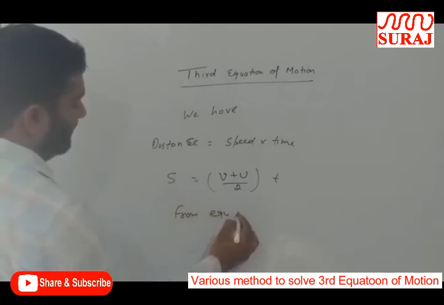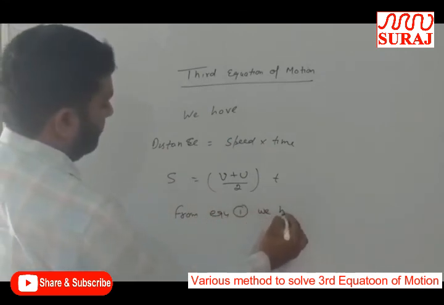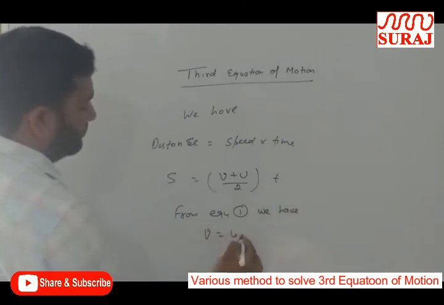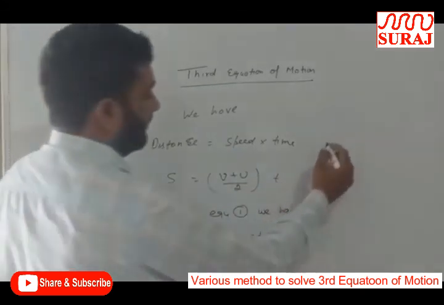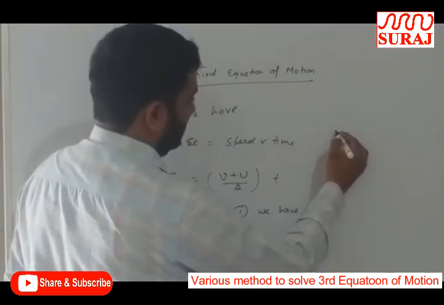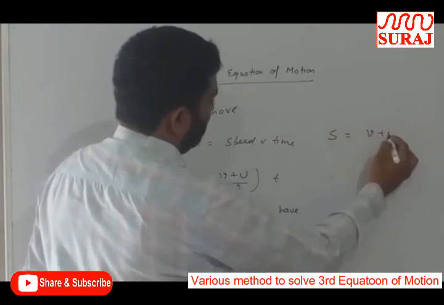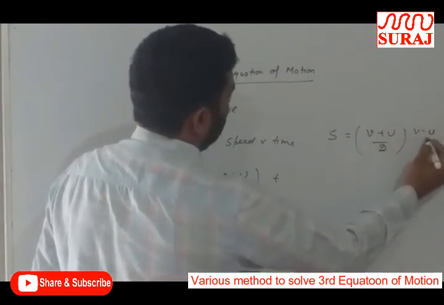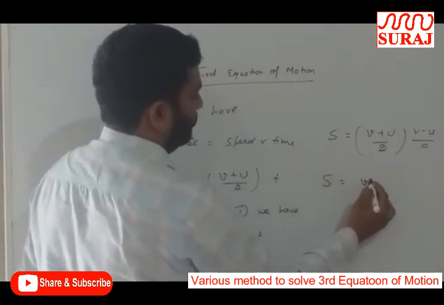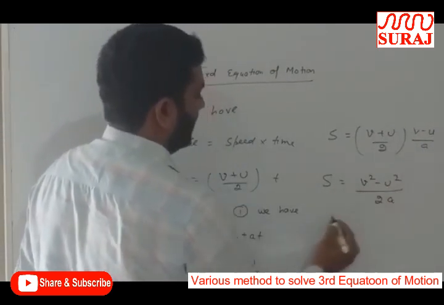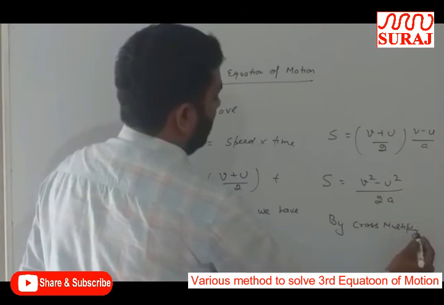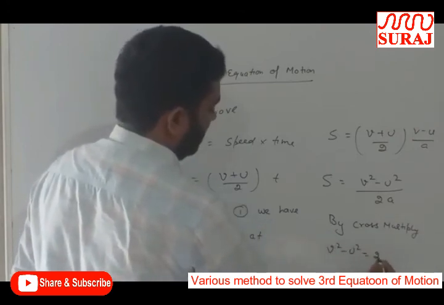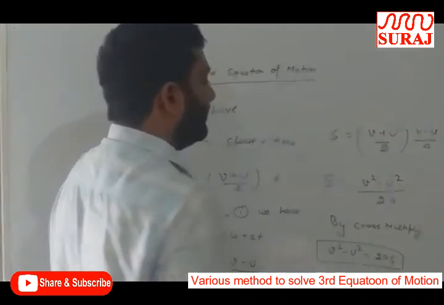From equation first we have v is equal to u plus at, and from here t is equal to (v minus u) by a. Put this value of t in this equation, then s is equal to (v plus u) by 2 into (v minus u) by a. Then s is equal to (v square minus u square) upon 2a. By cross multiply, v square minus u square is equal to 2as. This is the third equation of motion.